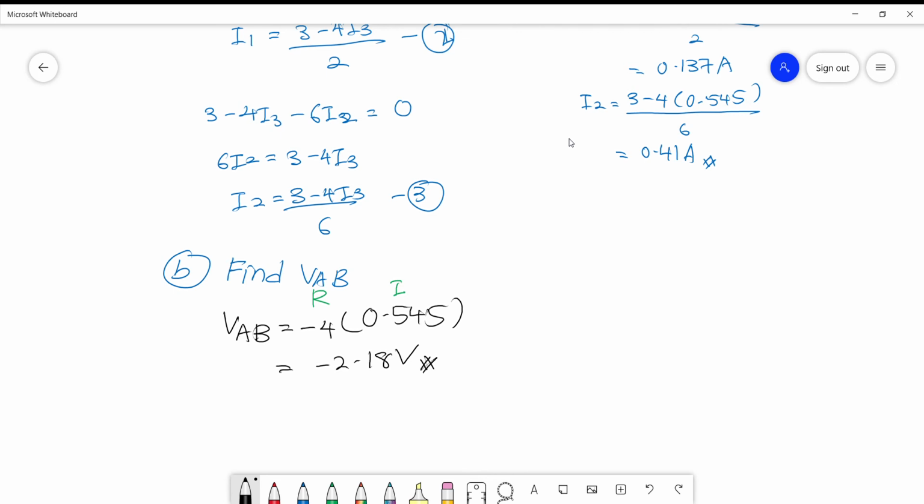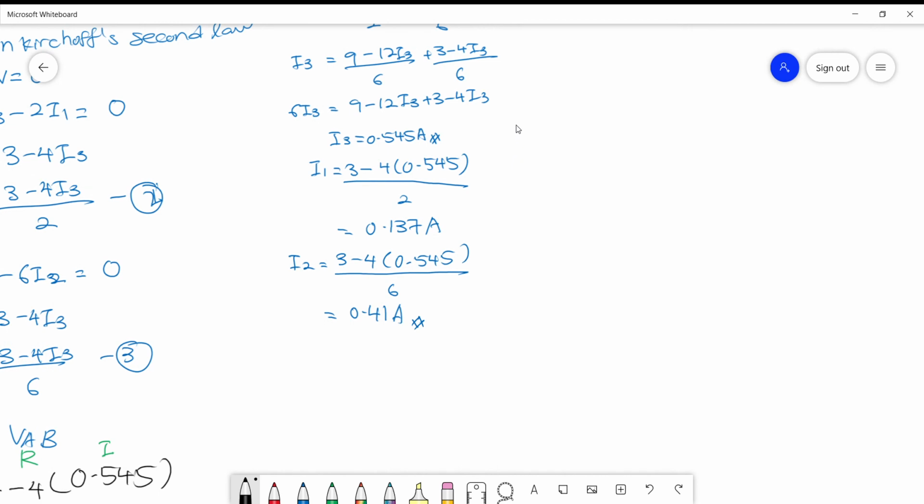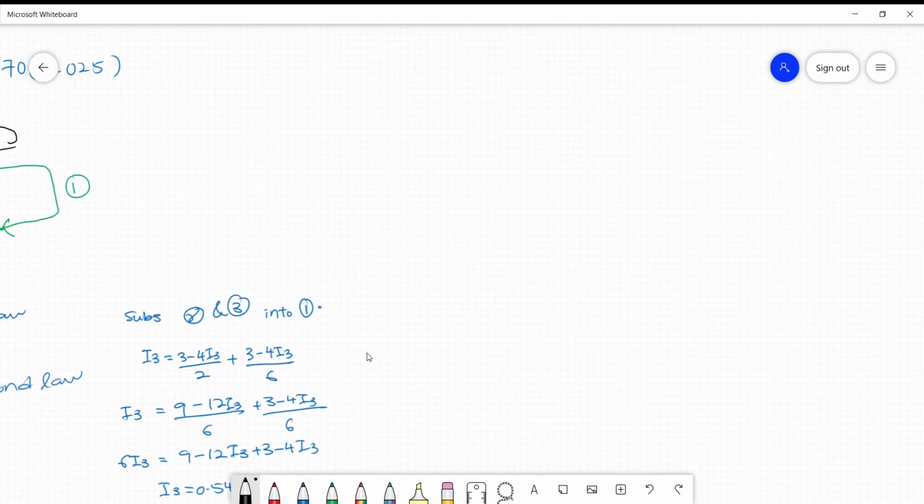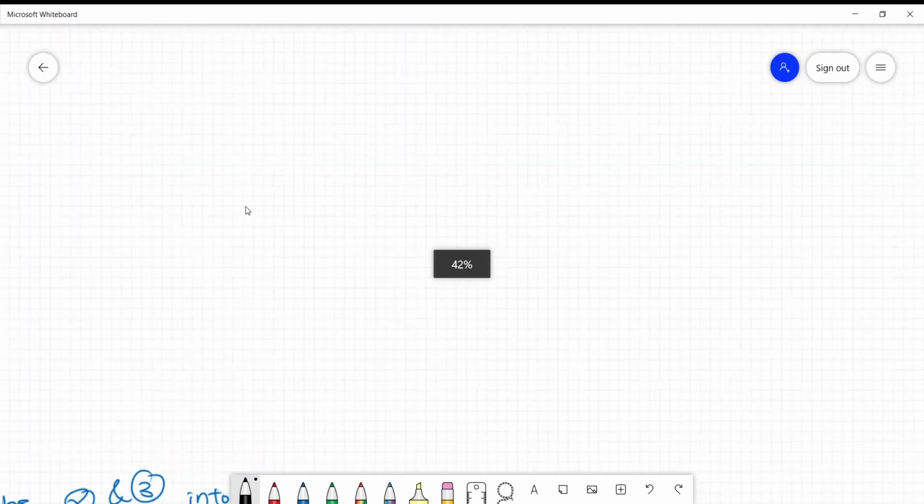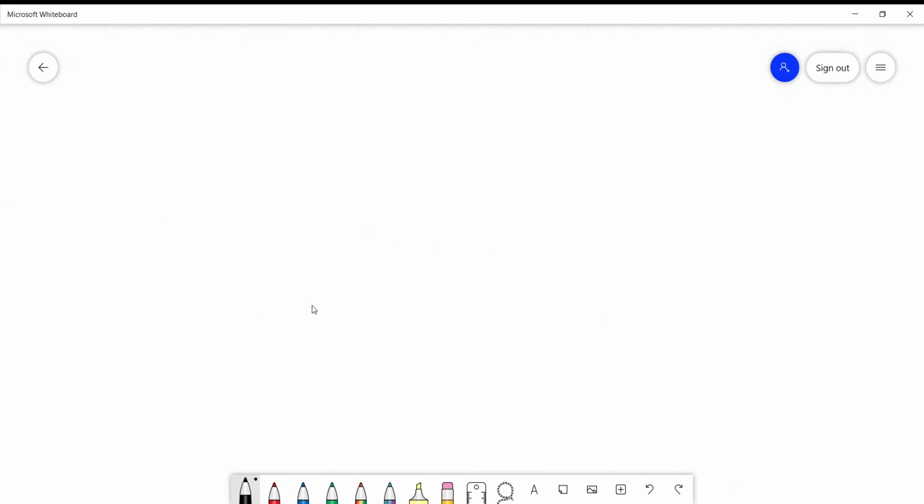Alright, let's move on to the third question, and this is the final example for Kirchhoff's law. Let's proceed. This is the third example. We have the diagram here. This is the first resistance, this is the point X, and this is the second resistance.